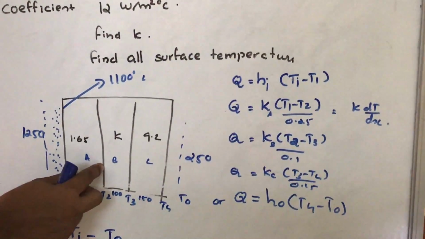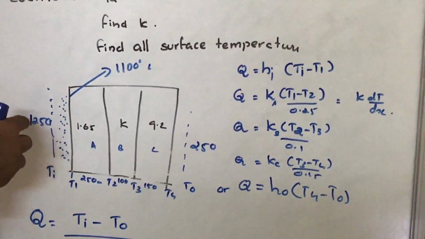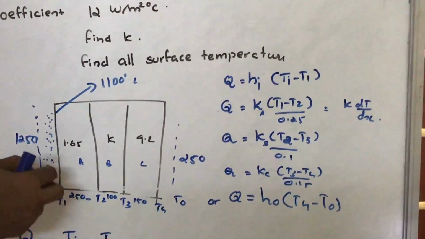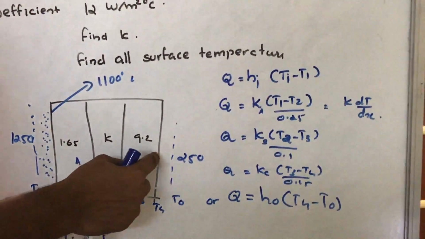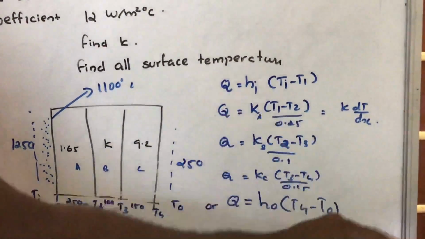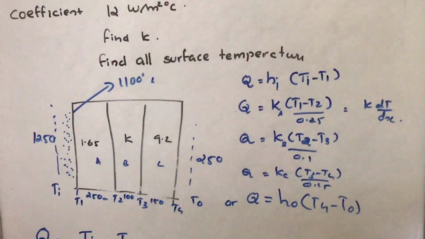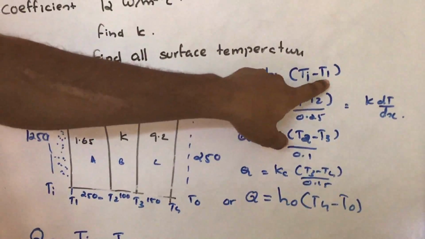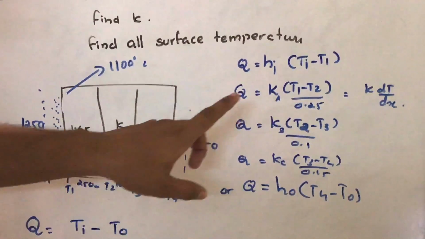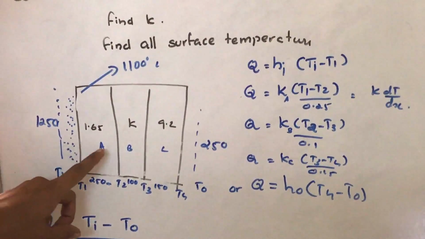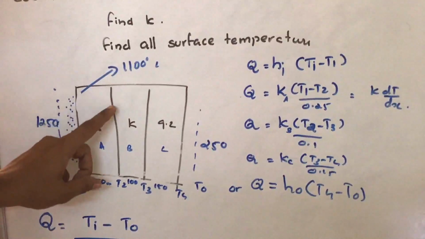Then there is material A, and through this material A, the same amount of heat that is transferred from gas to this wall, that is Q, passes through material A, then through material B, then through material C, and at last it comes out. The same heat Q comes out because of convection. So Q is equal to Hi (Ti minus T1), the amount transferred through the inside wall because of convection.